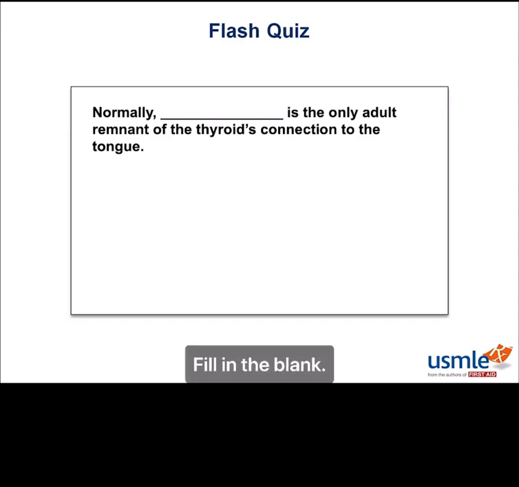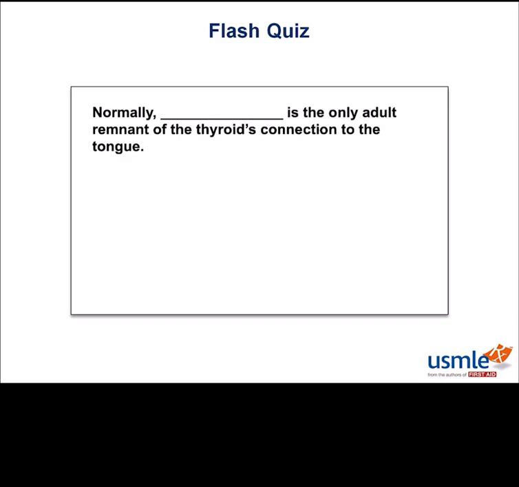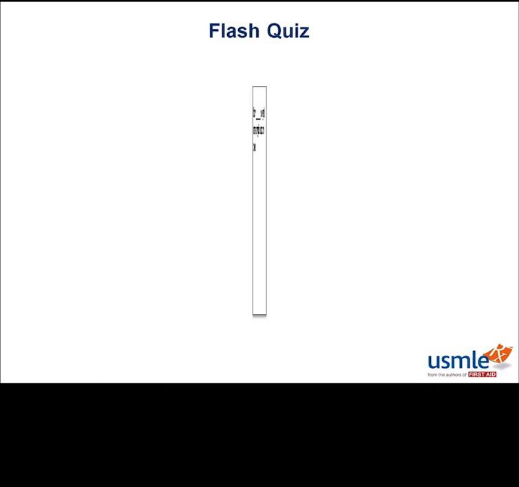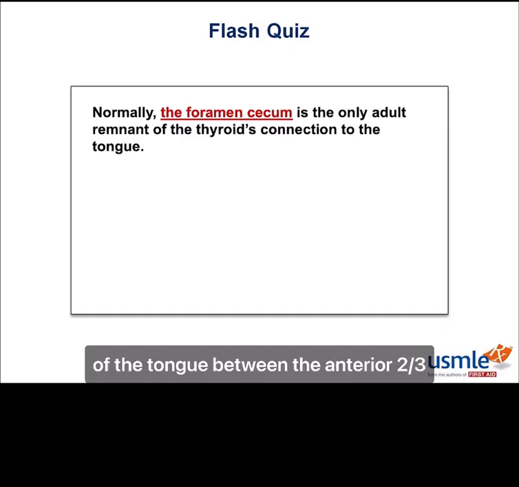Fill in the blank. Normally, blank is the only adult remnant of the thyroid's connection to the tongue. Go ahead and pause the video if you need a couple seconds to think about this one. The answer is the foramen cecum, found in the midline of the tongue between the anterior 2/3 and the posterior 1/3 of the tongue. It's the divot that remains after the thyroglossal duct is obliterated.